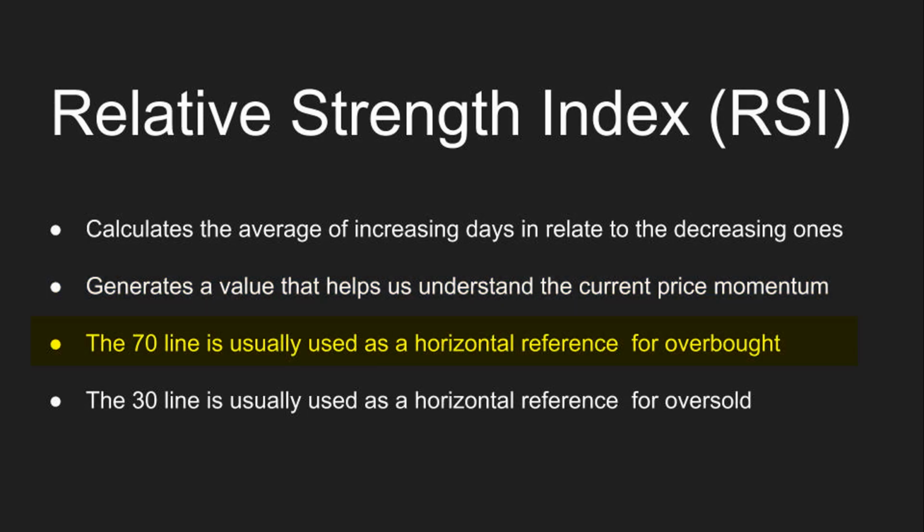The horizontal reference area is usually 70 for overbought and 30 for oversold. Some prefer to use 80 and 20 or other settings. I suggest that you play with it a bit and test what levels work best on the specific currency you trade on. But keep it around the levels I mentioned and it should work well.